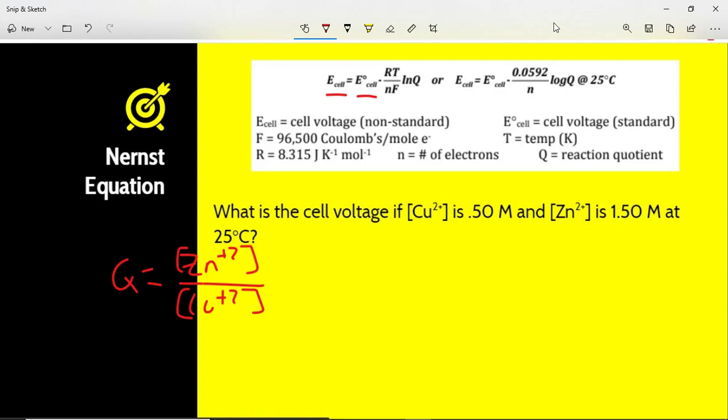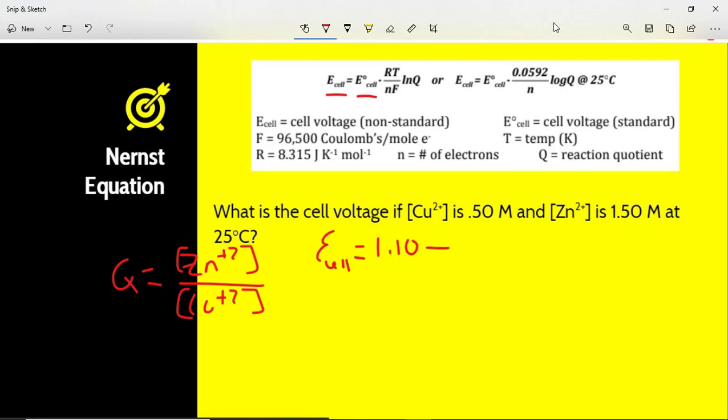All right, and then we can just plug these numbers into this equation here. So we have E cell equals the E cell for this particular reaction. If you remember, we calculated this previously, it is 1.10. And again, you can calculate that fairly easily utilizing the reduction potentials.